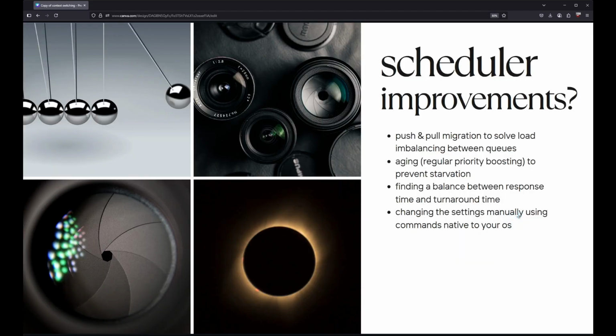So, how can we improve a scheduler in general? In order to solve load imbalance issues, we have something called pull and push migration. It's quite easy. When you have a queue with a lot of processes, we can push those processes to another queue. Likewise, if a queue has a minimal number of processes, it can pull tasks from other queues that have more tasks than itself, and in that way we're able to solve that imbalance.